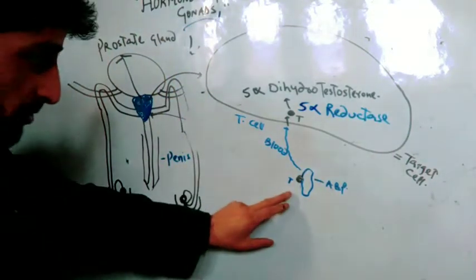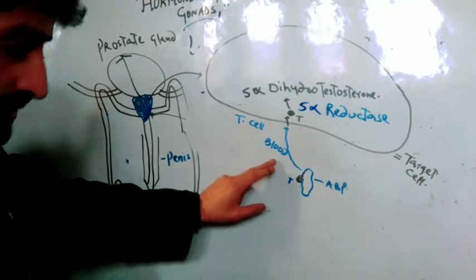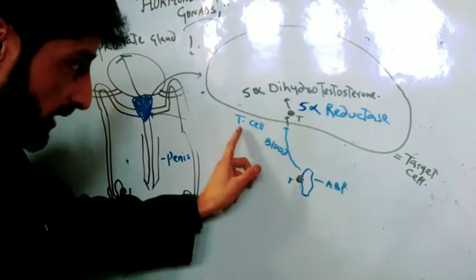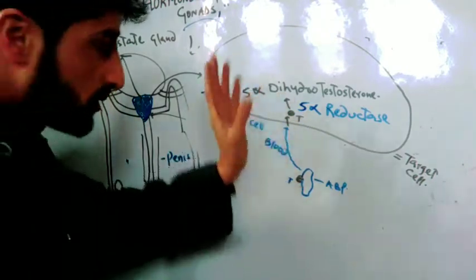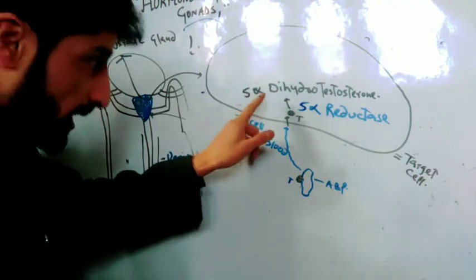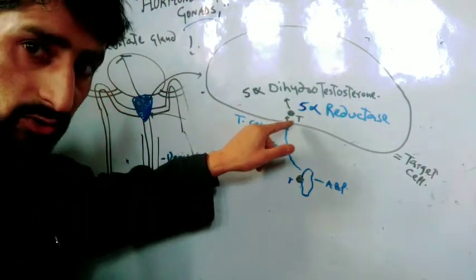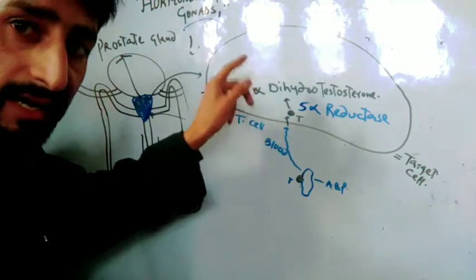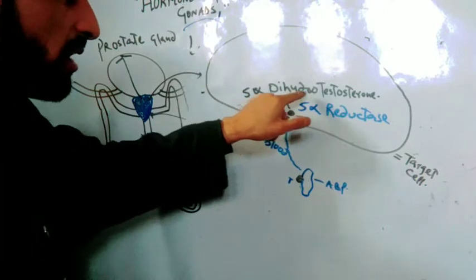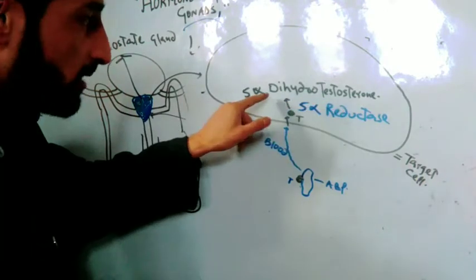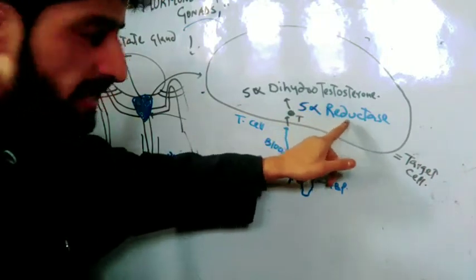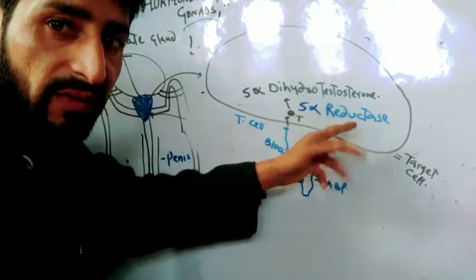What I told is that testosterone is a steroid hormone transported with the blood, and it enters into the target cell because it is a steroid hormone. Steroid hormones have the capacity that they can directly enter into the target cell. Once inside the target cell, this testosterone hormone is converted into another biological molecule. That molecule is known as 5-alpha dihydrotestosterone, by a cytoplasmic enzyme. This enzyme is known as 5-alpha reductase.